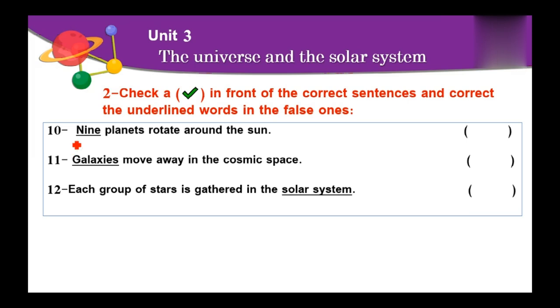Number 10. Nine planets rotate around the sun. How many planets around the sun? Yes. 8 planets. This statement is wrong. So I will write here 8 planets.